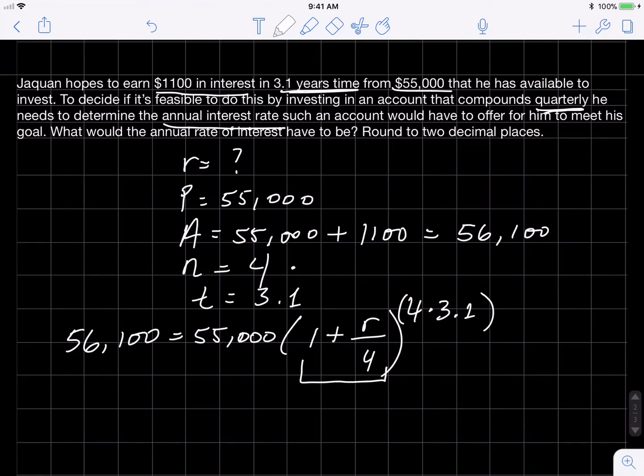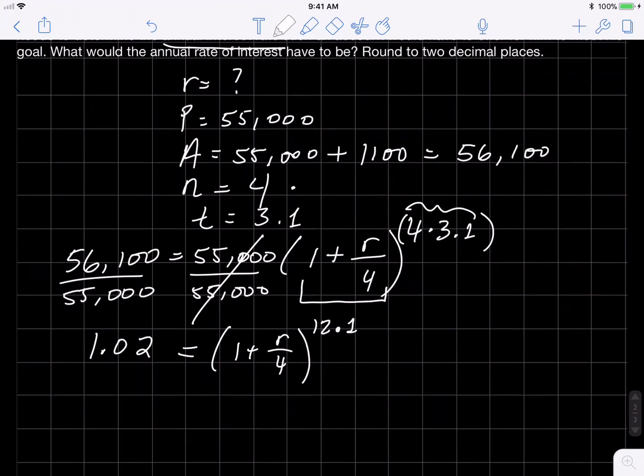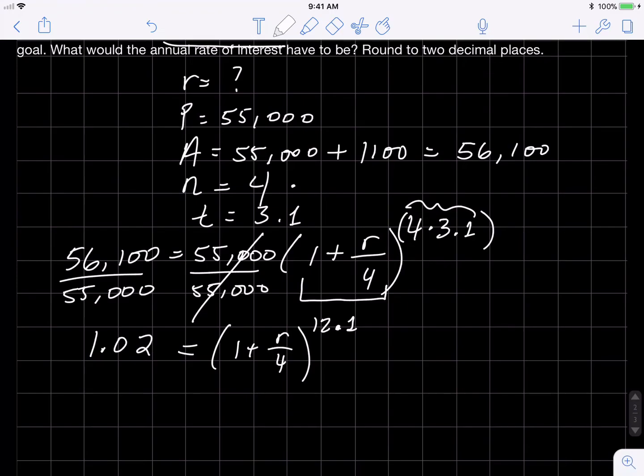Okay, now this is different from the previous one. We don't have something that we can really evaluate here. We've got a variable in those parentheses. So we'll start by dividing both sides by 55,000. That'll give us, on the left-hand side, 1.02. Okay, on the right-hand side, we still have this 1 plus r divided by 4. And if we evaluate the exponent, we get 12.1 if we multiply the 4 times the 3.1. So that's a 12.1 there.